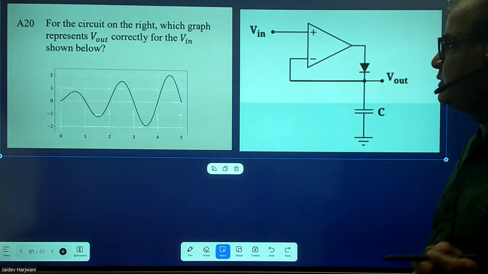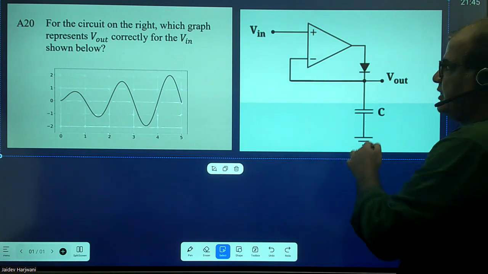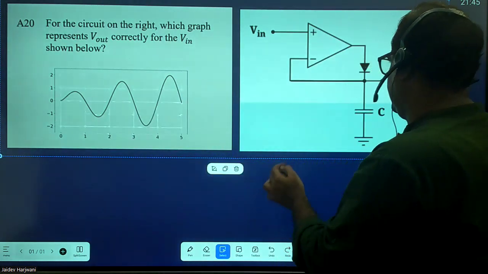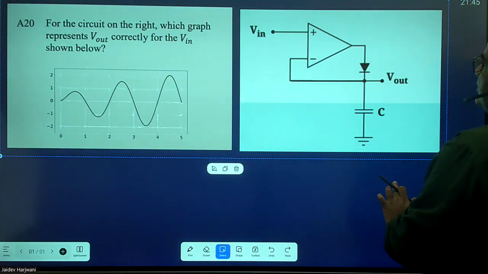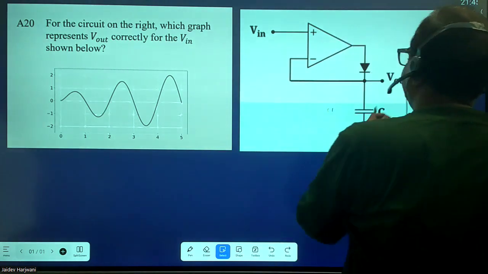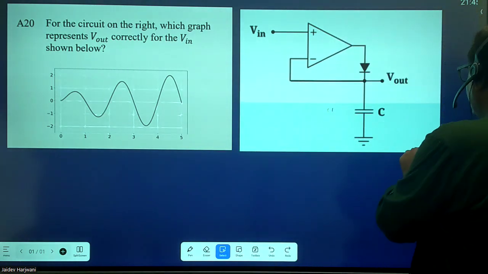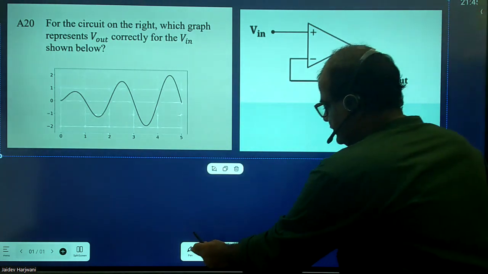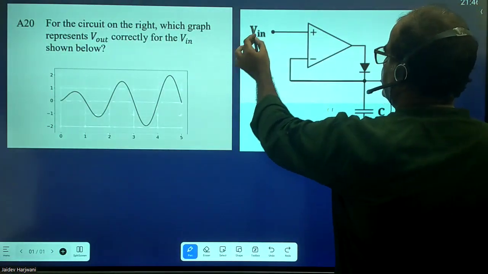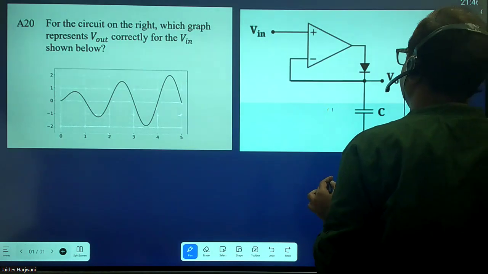So in this question, you have been given an operational amplifier circuit and you're applying this input to the non-inverting terminal of the op-amp, and we want to calculate what will be the output here. So now, if you apply this input to the non-inverting terminal, what will happen?